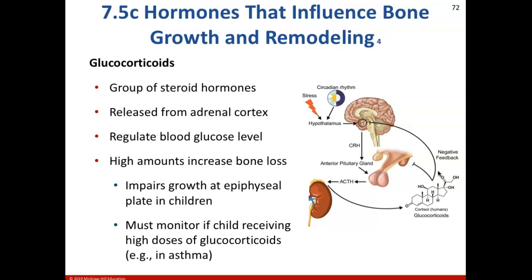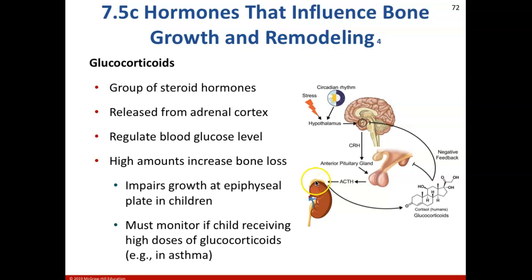This is a group of steroid hormones that'll be released from the adrenal cortex, from the adrenal glands. So let me explain what this complicated photo looks like. Our hypothalamus over here, that's above the pituitary gland, is going to release something known as corticotropin releasing hormone. You don't have to know that. And then from the anterior pituitary gland, we have a hormone released, adrenocorticotropic hormone. Again, you don't have to know that. That then travels over to the adrenal gland.